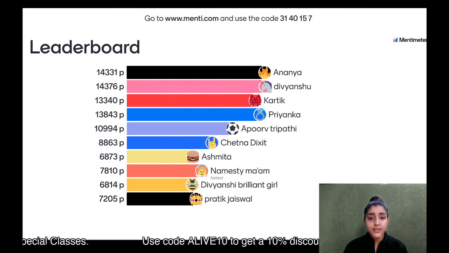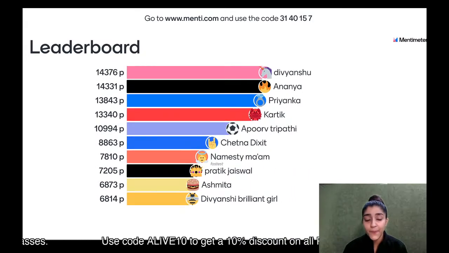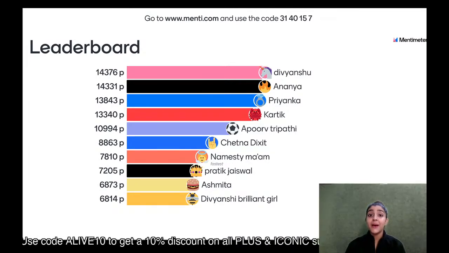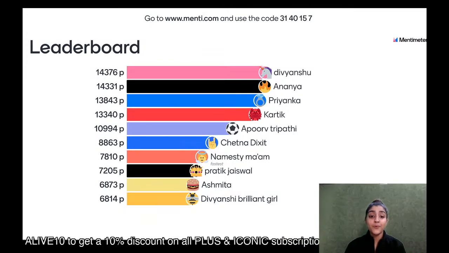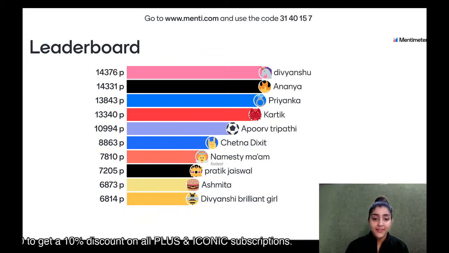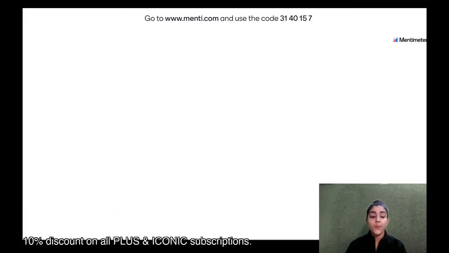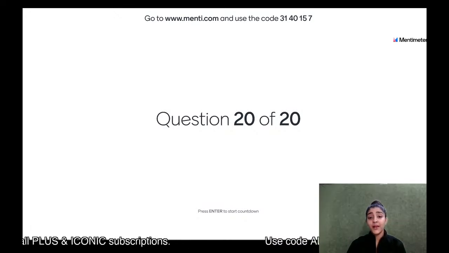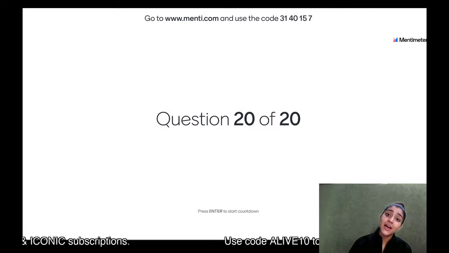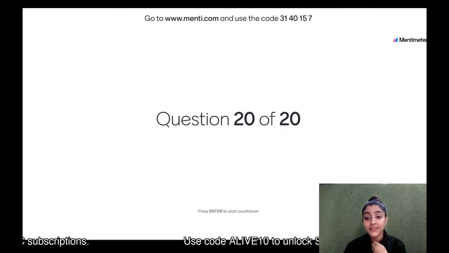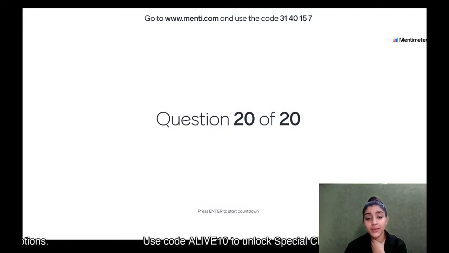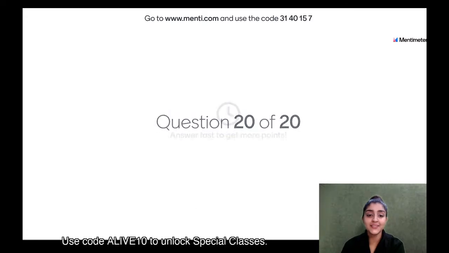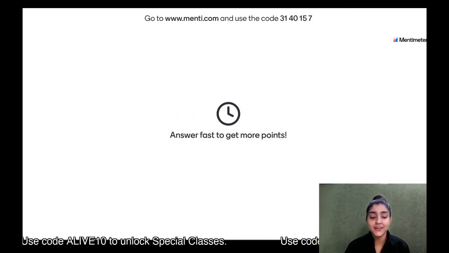All right, okay. So we do have Divyanshu on top now, Ananya, Priyanka, Karthik, Apurv, Chetna, Namaste ma'am to be the fastest. Then we have Prateek Jaiswal back in the leaderboard. Then we have Ashmita and Divyanshi, the brilliant girl. Is your health okay? Not that well, and probably I would be cancelling my next class. I would be finishing up really quick with this one, 5-7 minutes before maybe. I'm not doing well suddenly. So yeah, okay, thank you so much for asking, guys. Last question on your screens.